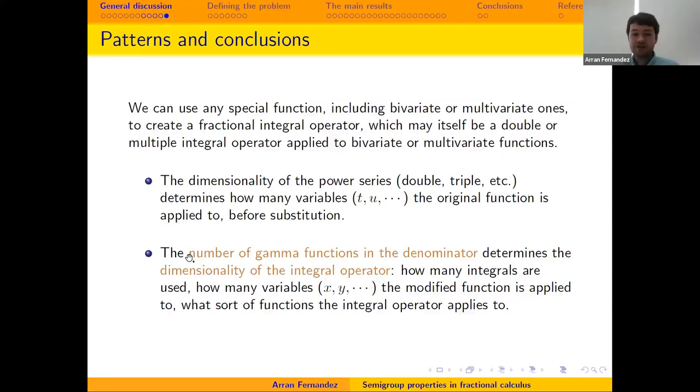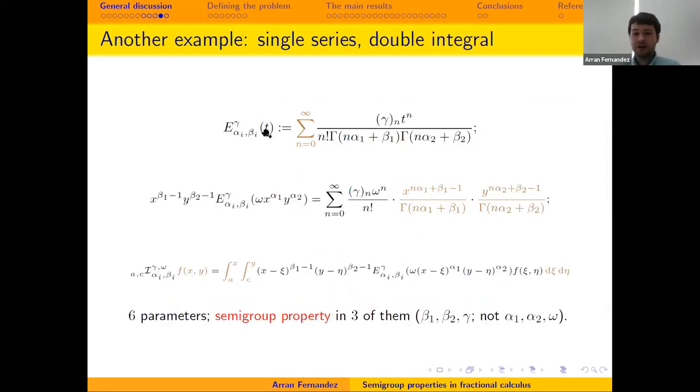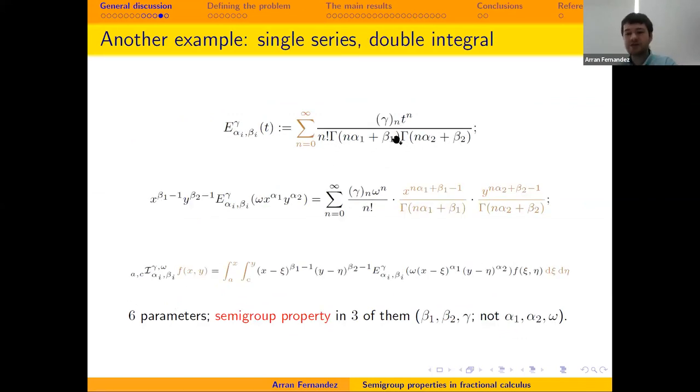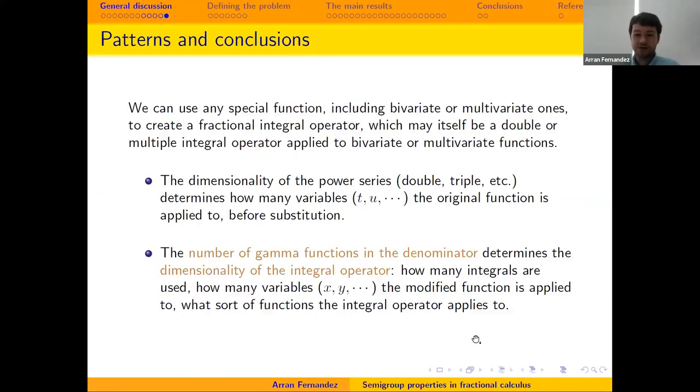But the important connection is the number of gamma functions in the denominator determines the dimensionality of the integral operator. So the natural way to define an integral operator based on this kernel is a double integral. The natural way to define based on this kernel is a single integral, because it depends on the number of gamma functions.